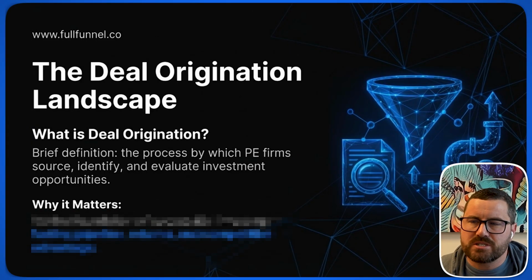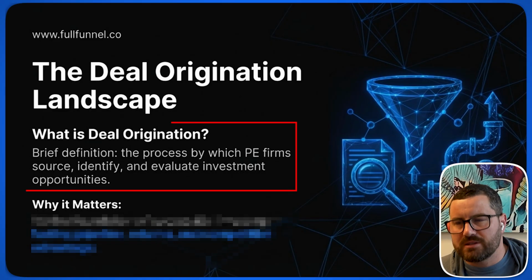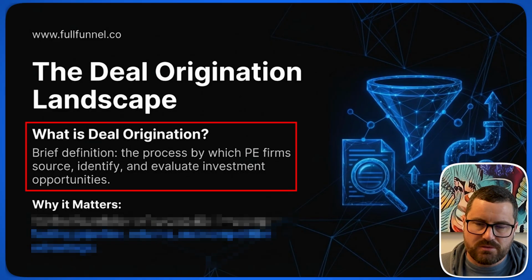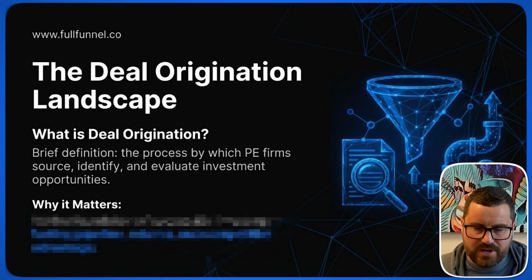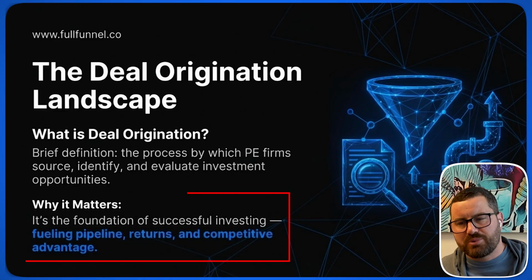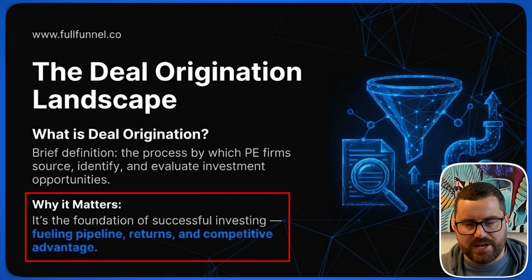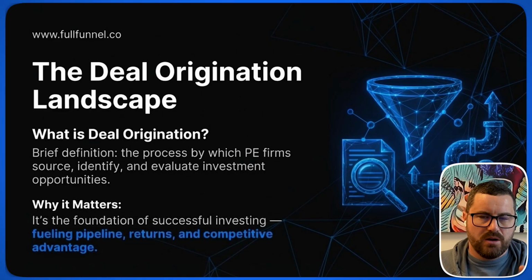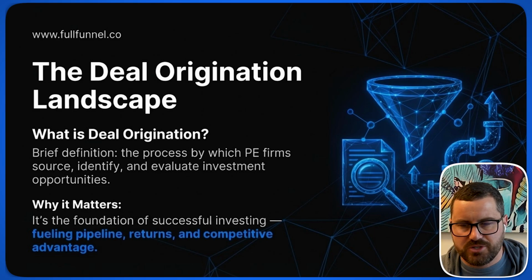So the first thing is just understand deal origination. The way that this works right now is pretty simple. Deal origination is the process by which private equity groups or real estate investment groups source, identify, and evaluate investment opportunities. It is pretty much the foundation of successful investing. You need a deal pipeline of opportunities to analyze to see if it meets your deal thesis and then to be able to invest in.